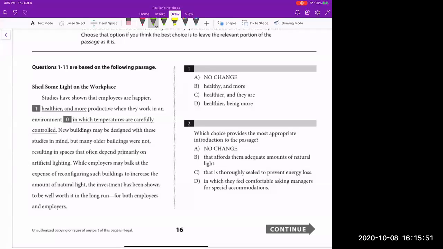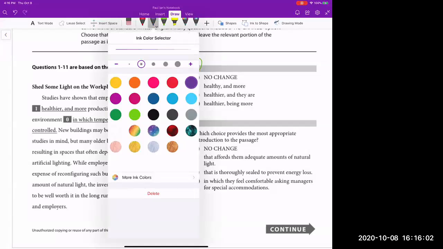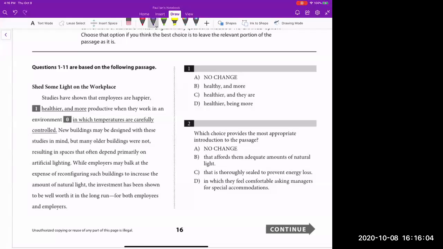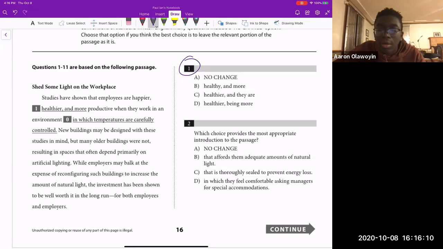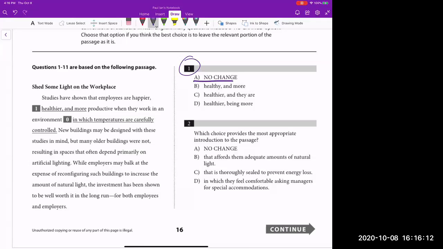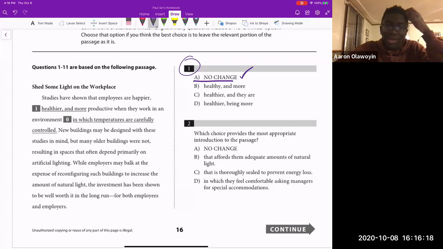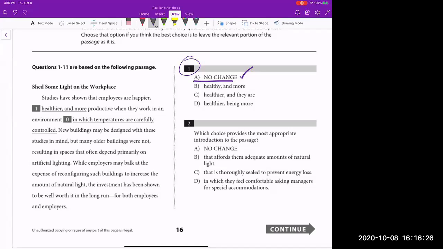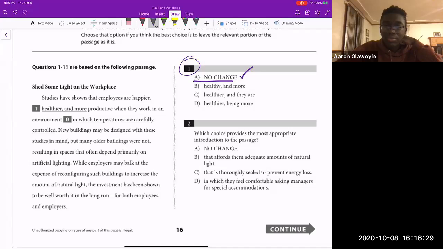What is number one? And that's good, because then you can tell me why. Is it no change? Yeah, this one's good. How come? It matches up with happier, healthier, and, right? Yep, the comparative ones. Yeah, that's good.